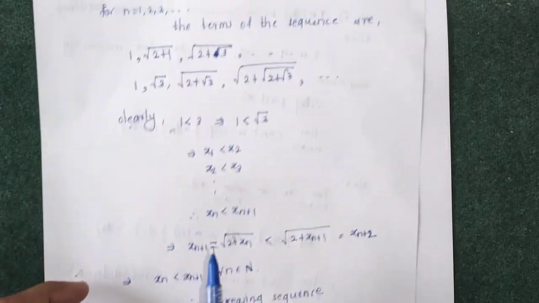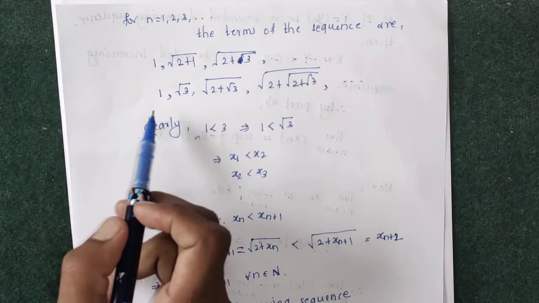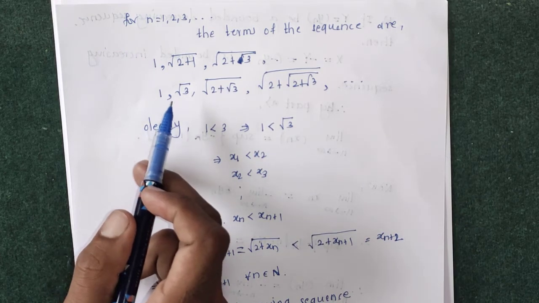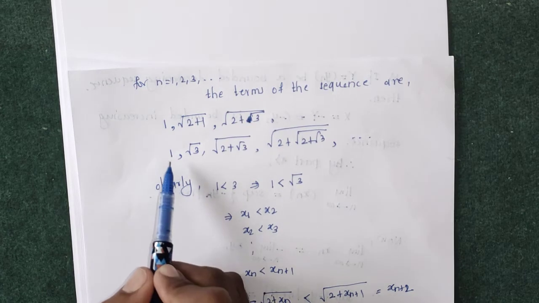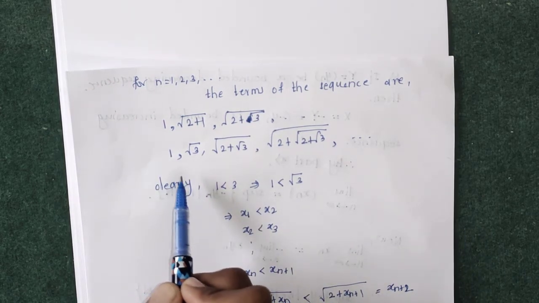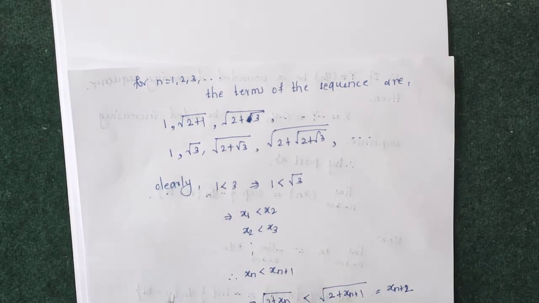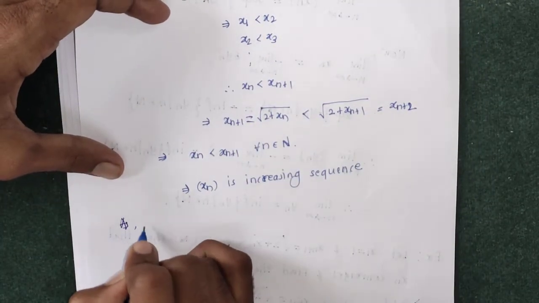Now as we observe that the first term of the sequence is 1 and the sequence is increasing, so the sequence is clearly bounded below. The first term of the sequence is 1 and all other terms are greater than 1, so clearly this sequence is bounded below.